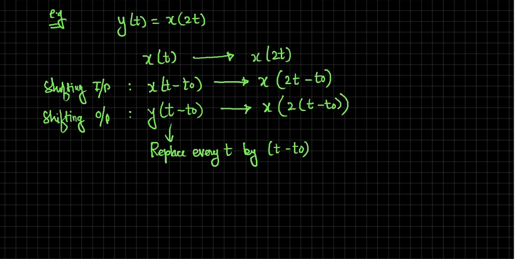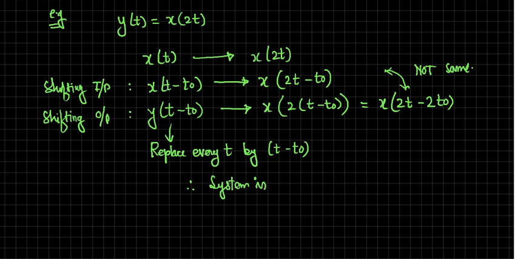So are they two the same? In fact, this is x of 2t minus 2t naught. Are these two the same? No, not the same. Therefore, the system is time varying, or it's not time invariant. Or it is time varying. Is it clear? Let's take some more examples.